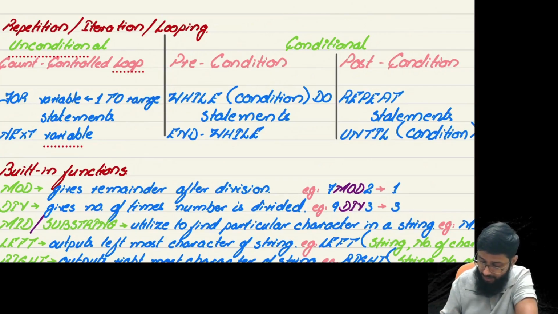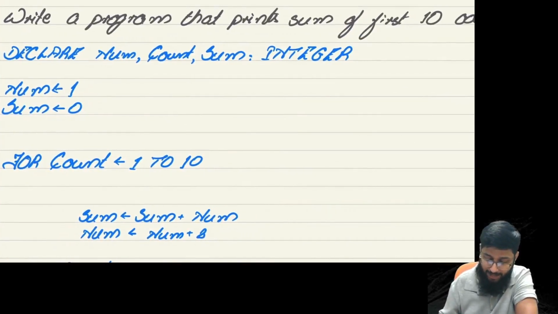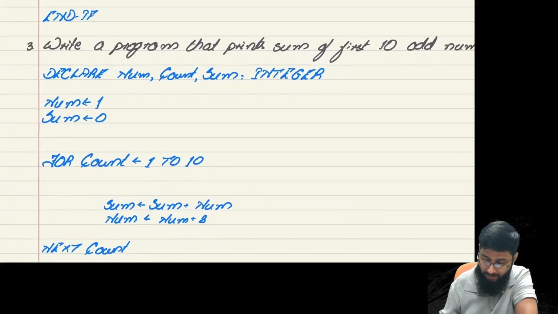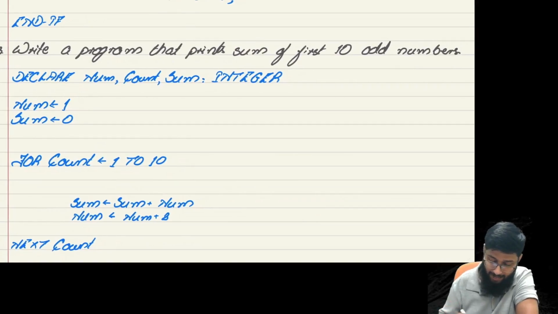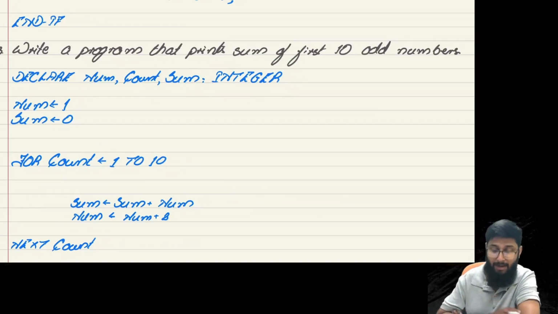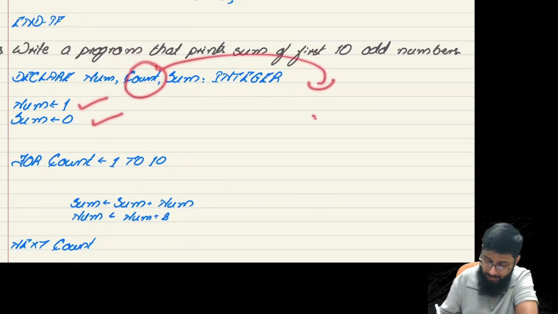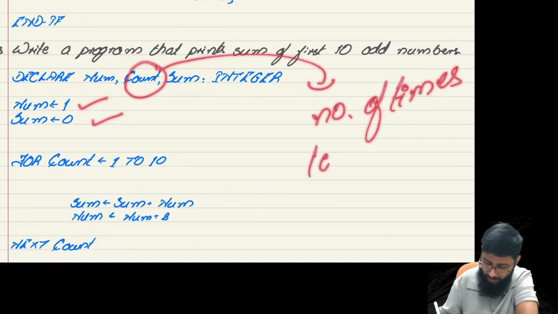So let's see how we're going to create a pseudocode for the first 10 odd numbers. Here we are. It says write a program that prints the sum of the first 10 odd numbers. How are we going to do that? I declared num, count, and sum, and all of them have a data type of integer. Over here I initialize only the num and the sum. I did not initialize the count, as count is the number of times the loop needs to be executed.